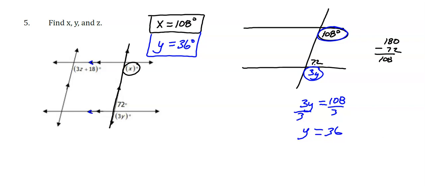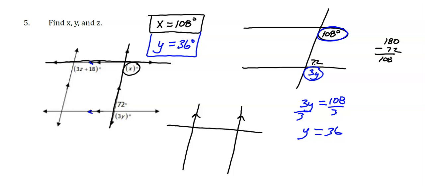So I'm going to redraw my picture. And I'm going to look at this line and this line as being my 2 parallels. And I'm going to look at this top line as being my transversal, because notice that we have parallel arrows on those lines as well. So I'm looking at it from a little different angle. And some things I already have, the x part. I already have the x as 108.